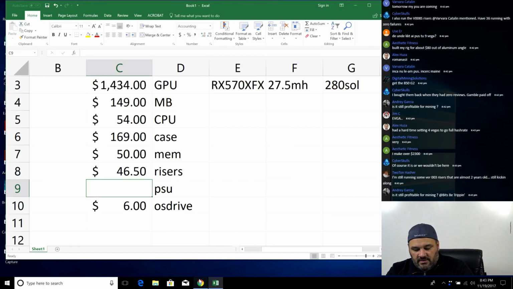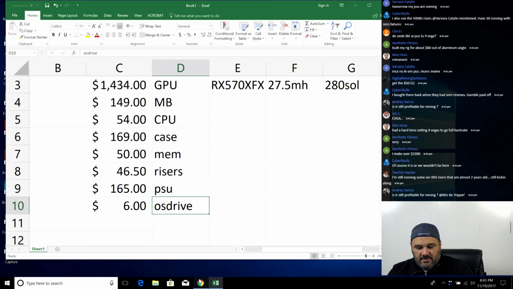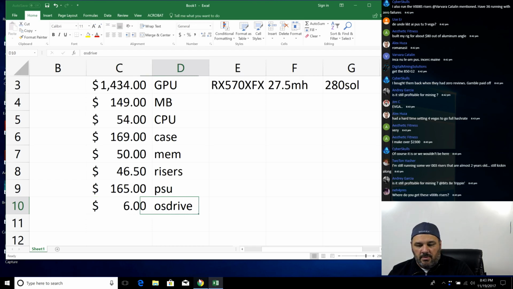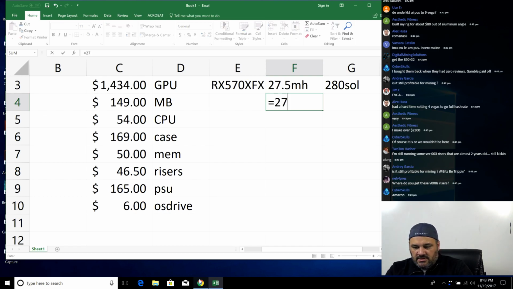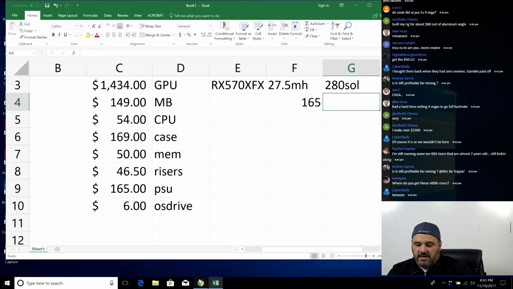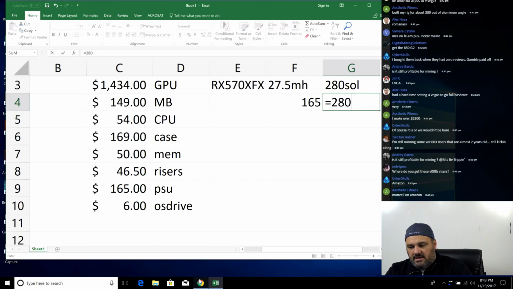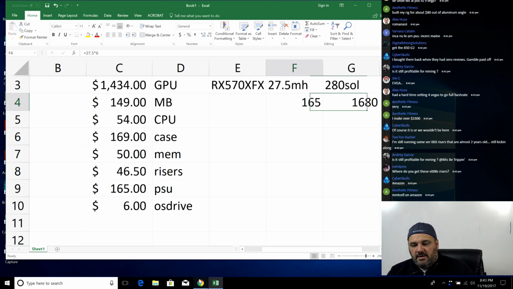So this one 165, and then if you're using Simple Mining OS on the OS drive, you would have to mod these, and then you're looking at essentially 27.5 times 6. You're looking at about 165 mega hash here, equals 280 times 6. You're looking at about 1680 sols, closer to 1700 depending on how you overclock them.